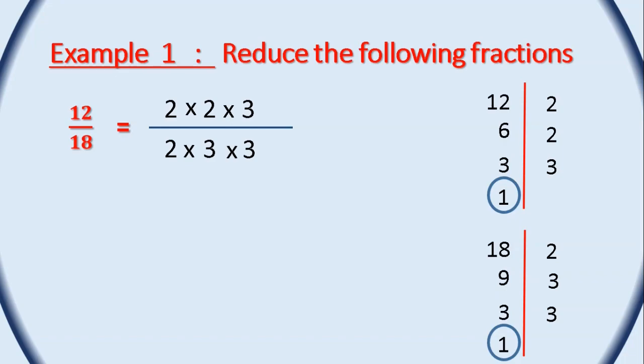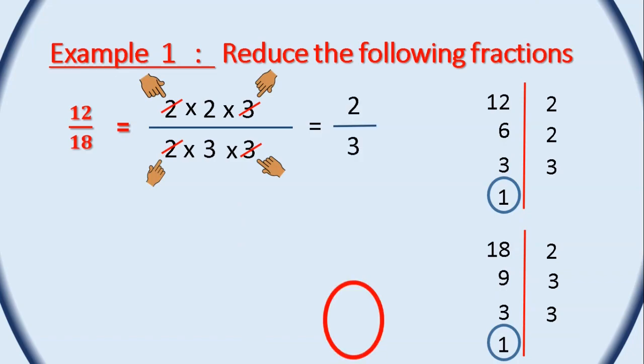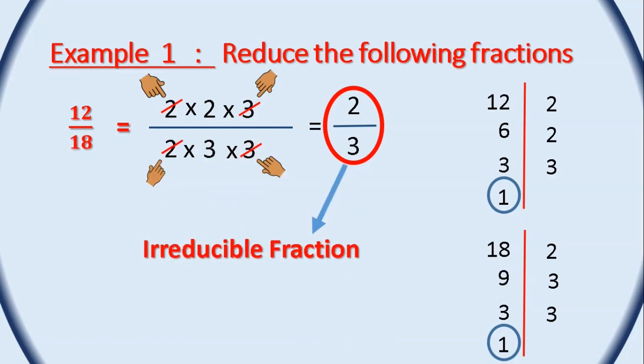Now, step number 2, we have to remove the common prime numbers in the numerator and the denominator. Here 2 goes with 2, 3 goes with 3, and we get the final fraction 2 over 3. And this fraction is called an irreducible fraction.